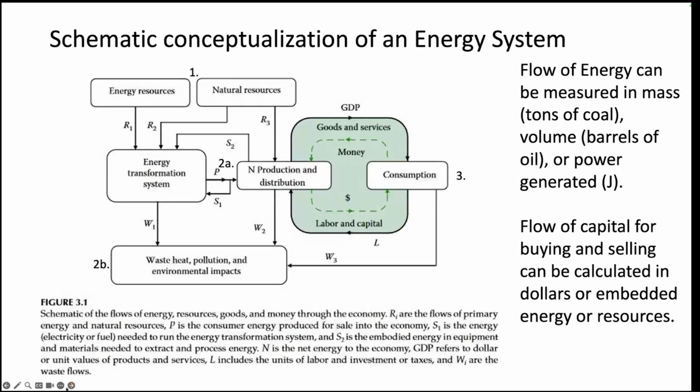So this is a lovely diagram, a schematic conceptualization of an energy system, where we enter the energy resources into the energy transformation system, say something like a natural gas plant, and then production and distribution. There's waste heat, pollution, environmental impacts. We were talking about externalities. That's what's in here. And then this contributes to the gross domestic product, goods and services, consumption, labor, and capital. This is the system. So the flow of energy can be measured in any way we want to. And then the flow of capital for buying and selling can also be calculated in dollars or embedded energy or whatever.